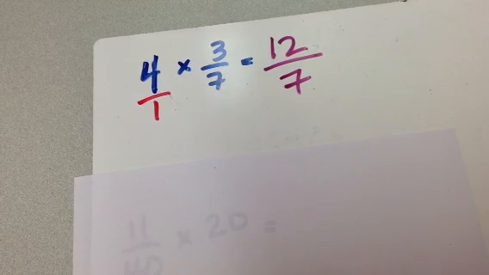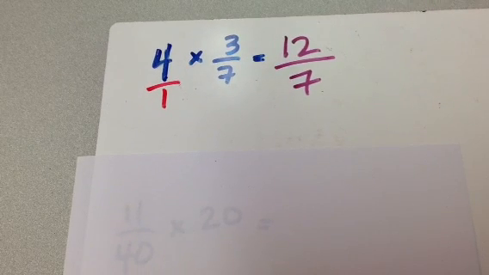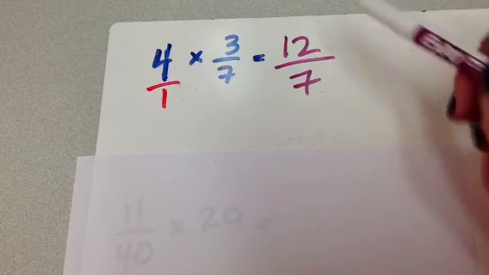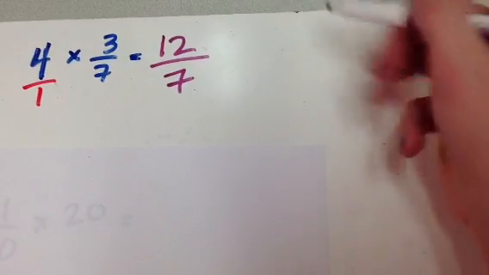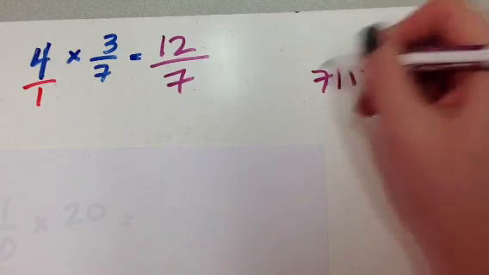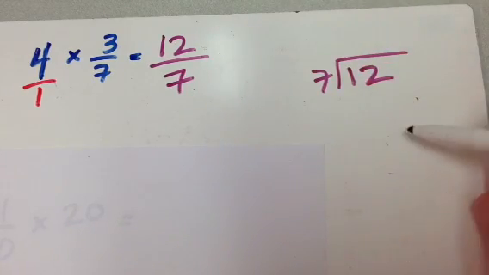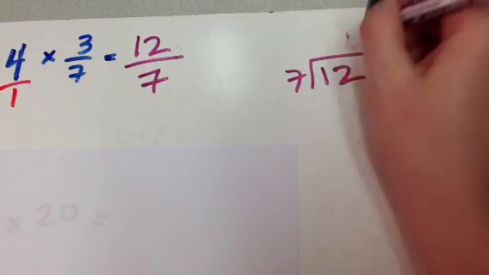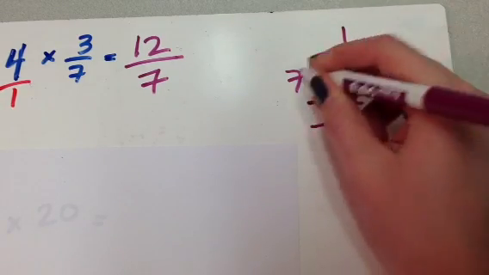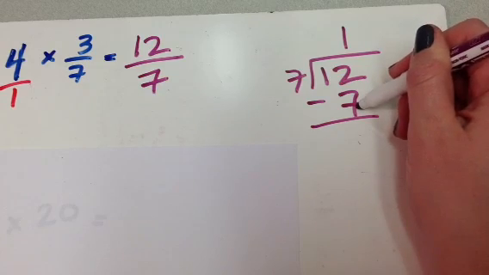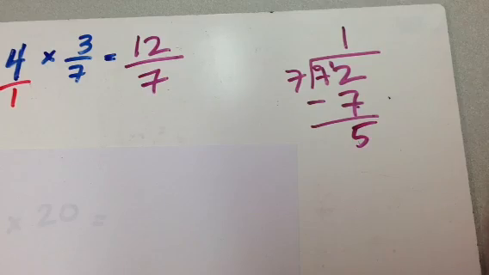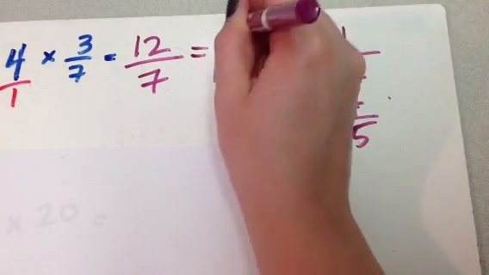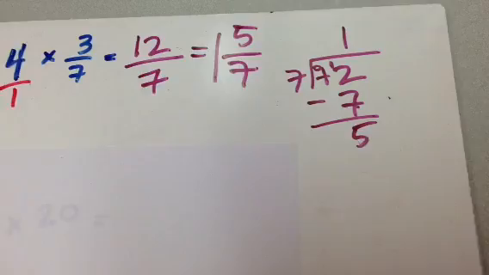Okay, so now I have to ask myself my 2 questions, right? Is this a proper fraction? No, it's not, right? I've got a bigger number on top than I do on the bottom. So we have to go back to thinking about how we solve that. And if you remember, we're going to divide the bottom number into the top number. So 7 can go into 12 one time. I'm going to multiply 7 times 1, which is 7, and write it underneath, and then subtract. So I have 5 left over. So my answer is going to be 1 and 5/7.